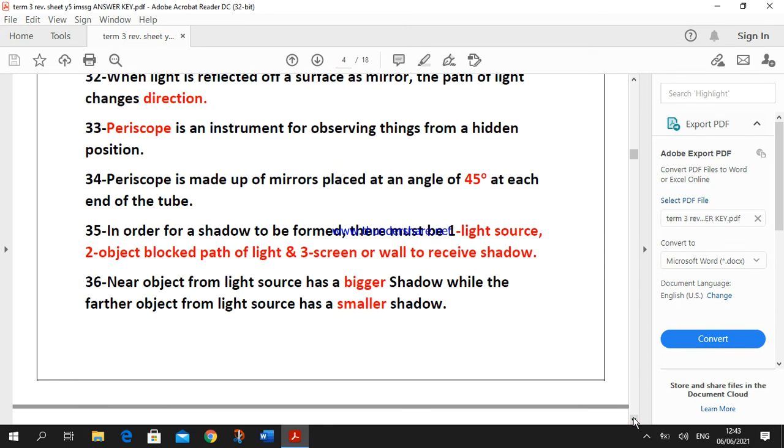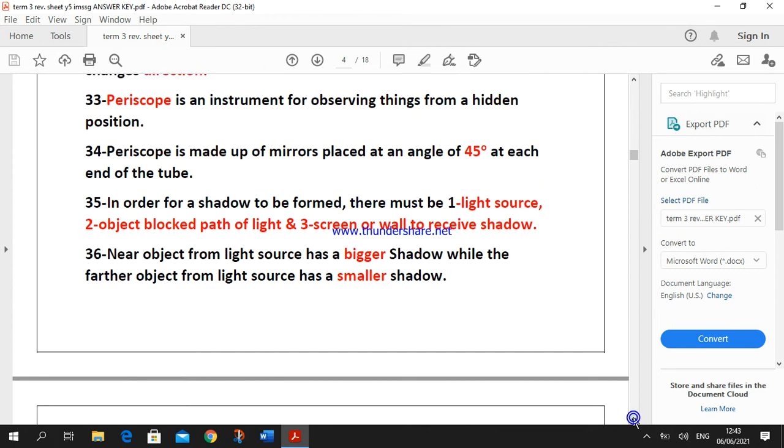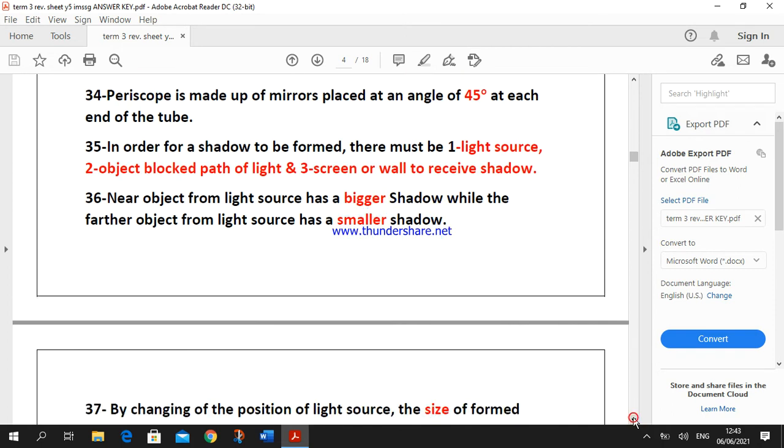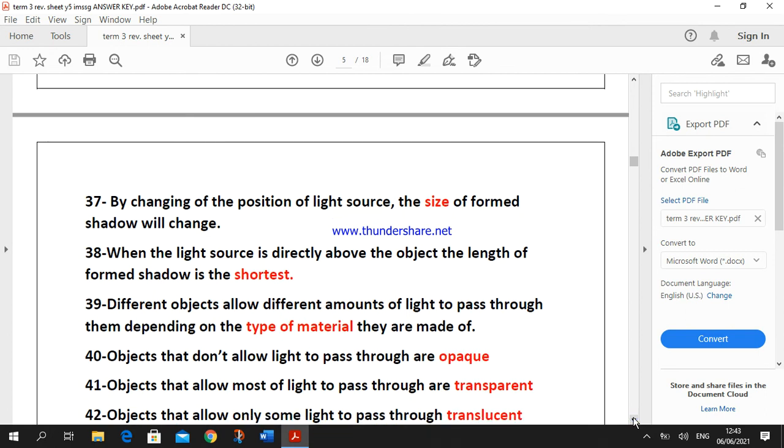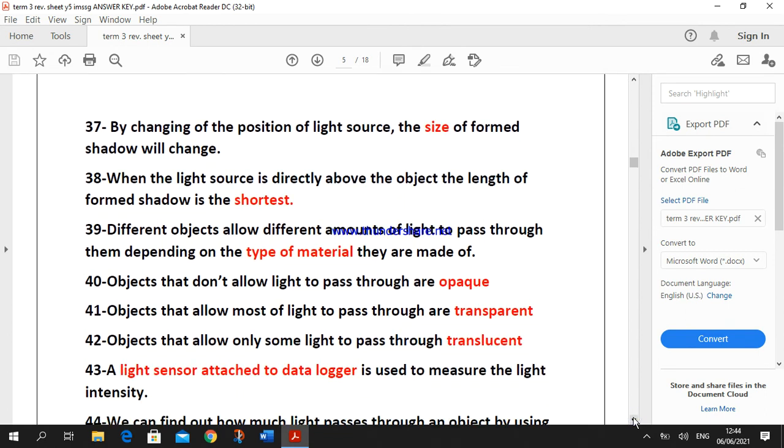35. In order for a shadow to be formed, we need a light source, an object that blocks the path of light, and number 3, a screen or wall to receive the shadow. Number 36, a nearer object to the light source has a bigger shadow, while a farther object from the light source has a smaller shadow. Okay. 37. By changing the position of the light source, we can change the size of the formed shadow, okay? The size of the formed shadow will be changed, okay?